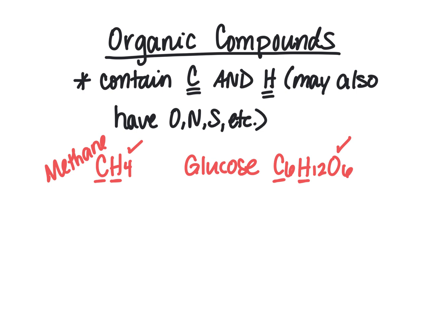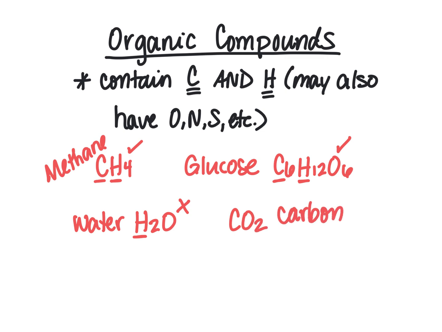Now we can look at some other compounds. Let's take a look at water. So water, the molecular formula is H2O. It contains hydrogen, but there's no carbon. Therefore, water is not organic. Some other common examples would be things like carbon dioxide, CO2. Carbon dioxide has carbon in it, but it does not have hydrogen, therefore it is not organic.